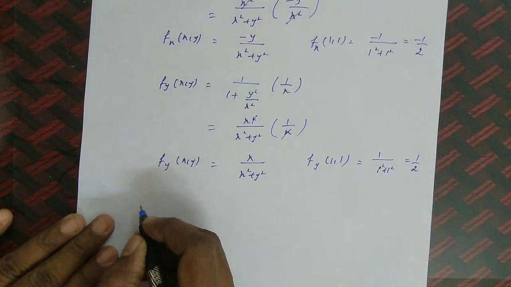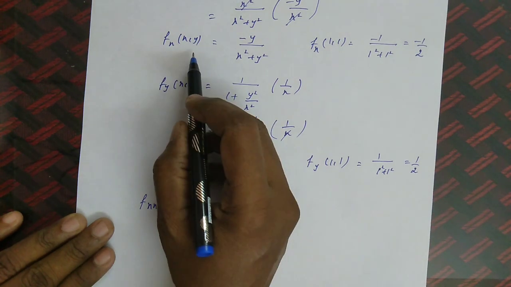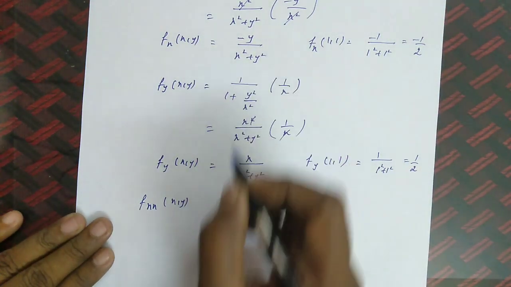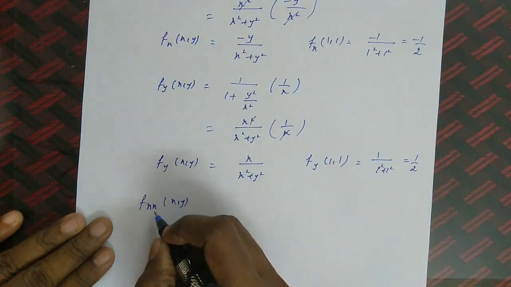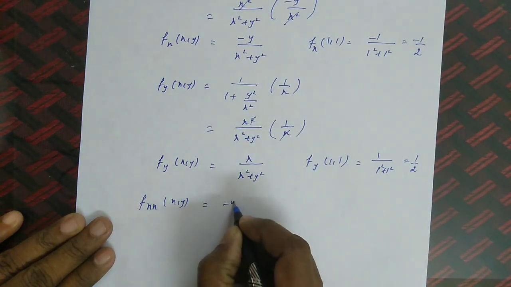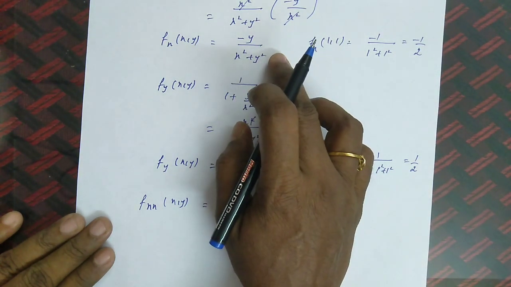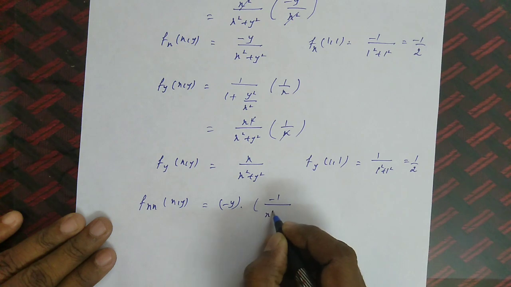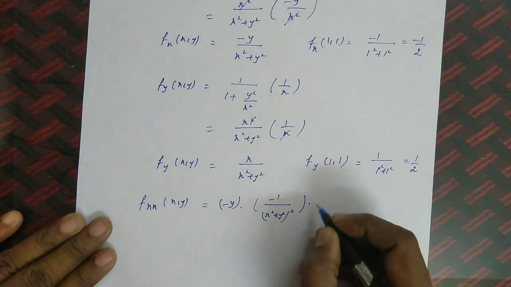Next, the second derivative, fxx of x comma y. Already we got fx, so for this we are going to find the derivative with respect to x. Treat the y as a constant, because this is the second derivative with respect to x. We can take the minus y outside because it is a constant. What is the remaining? 1 by x square plus y square. Differentiation of 1 by x is minus 1 by x square, so minus 1 by x square plus y square the whole square into differentiation of x square, that is 2x.